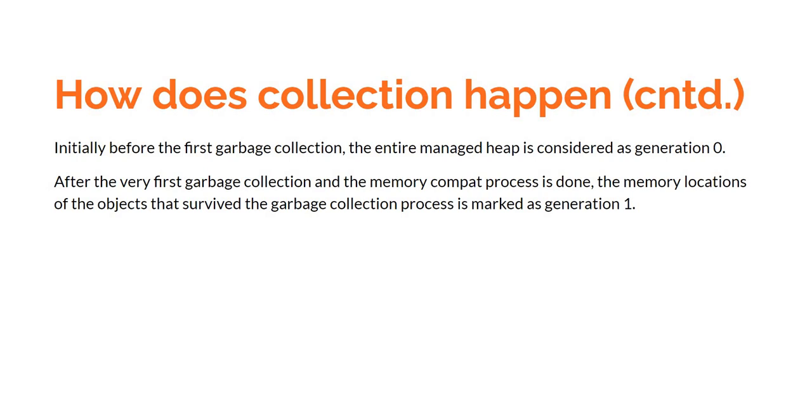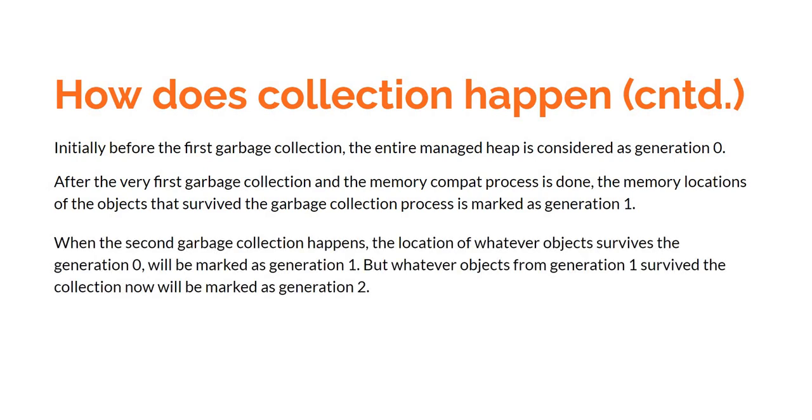After the first garbage collection and the memory compaction process is done, the memory locations of the objects that survive the garbage collection process are marked as generation 1. So that is when generation 1 will be introduced, after the first garbage collection run. And whatever available space is free in the managed heap is now marked as generation 0.